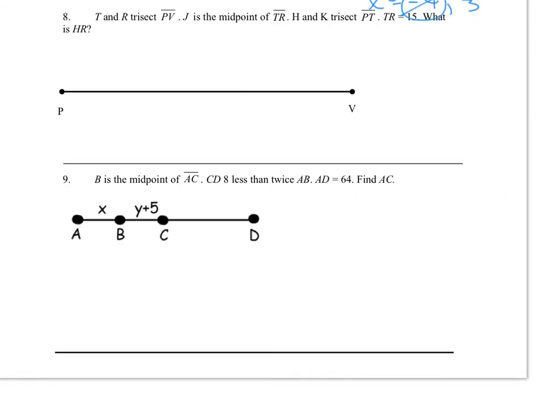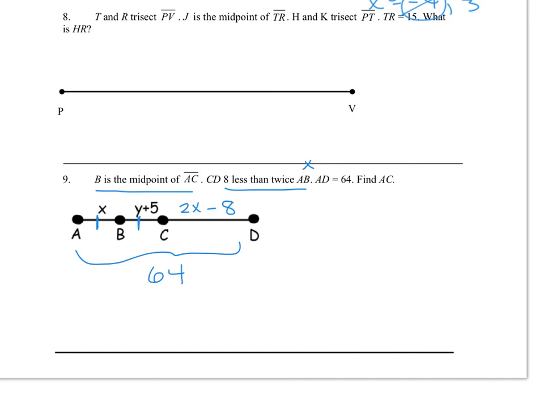And finally, number 9. B is the midpoint of AC, and CD is 8 less than twice AB. AD equals 64. Find AC. So we know this whole thing is 64. We also know that B is the midpoint of AC, so that makes AB and BC congruent. And then CD is 8 less than twice AB. Okay, and AB is x. So twice AB, 2x, minus 8 is going to give us CD. We want to find the length of AC.